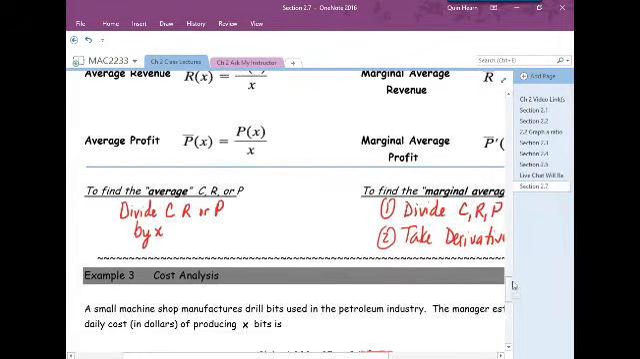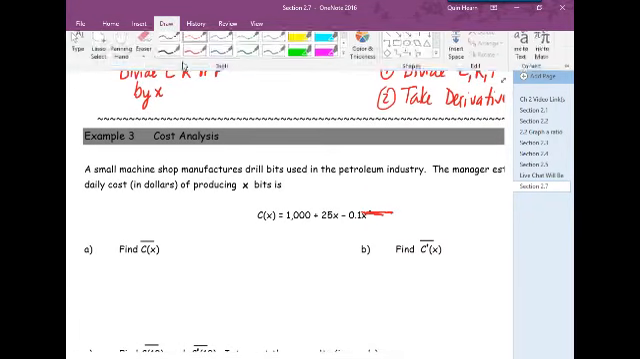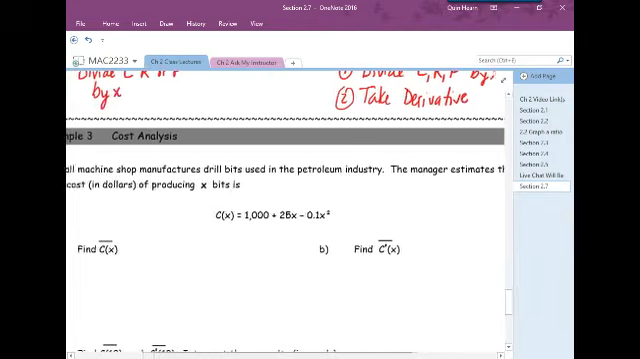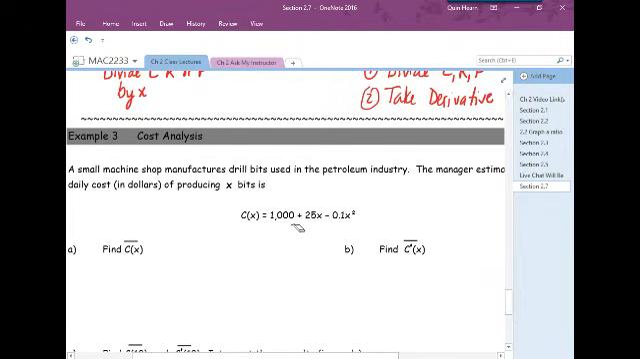Okay, so let's look at an example. It says a small machine shop manufactures drill bits used in the petroleum industry. The manager estimates that the total daily cost in dollars of producing x bits is C of x equals 1,000 plus 25x minus 0.1x squared.